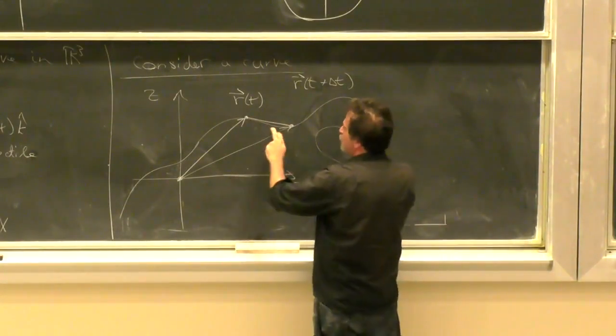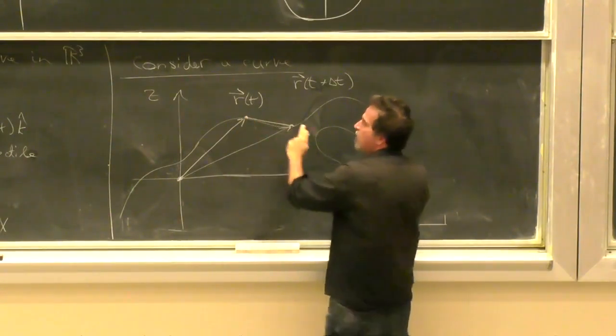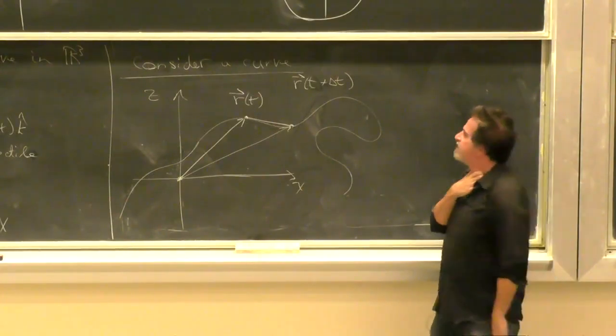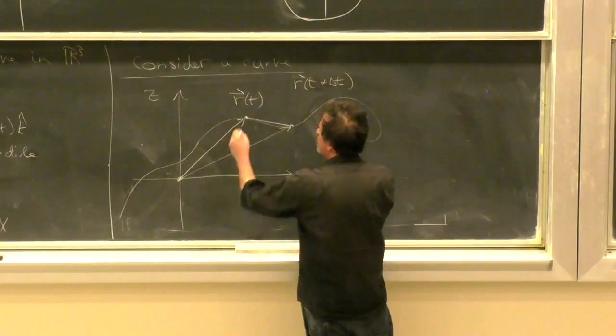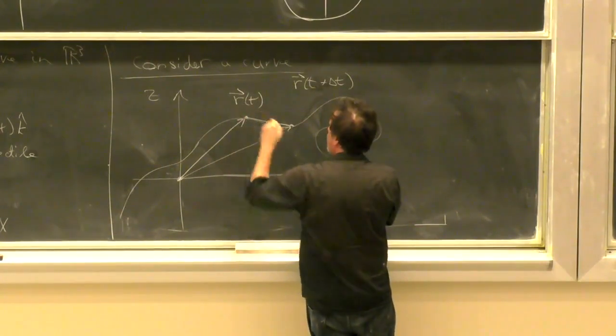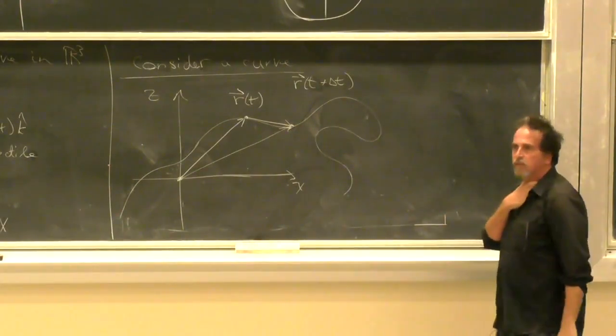And if you could have traversed this, this would be the straight line distance from r of t to r of t plus delta t. Okay? This is a vector. This is the vector whose tail is at the head of r of t, and whose head is at the vector r of t plus delta t.